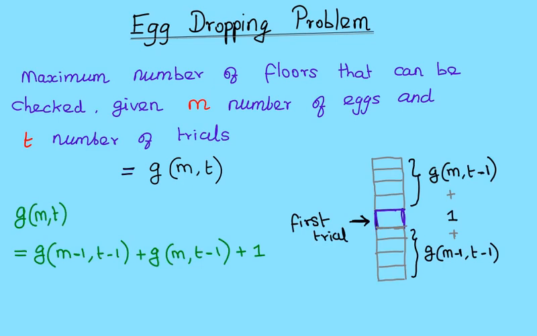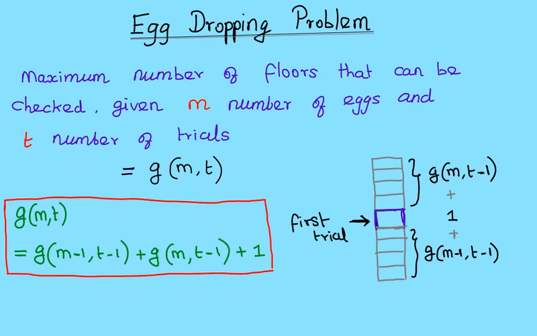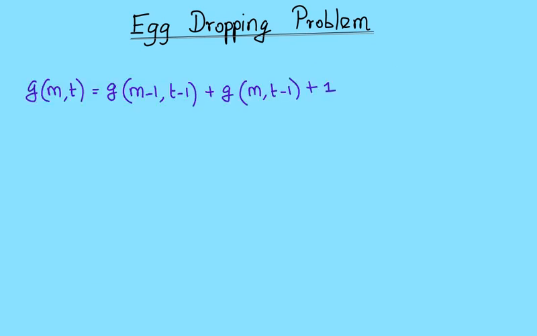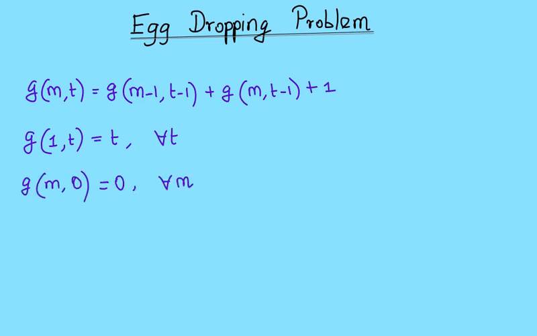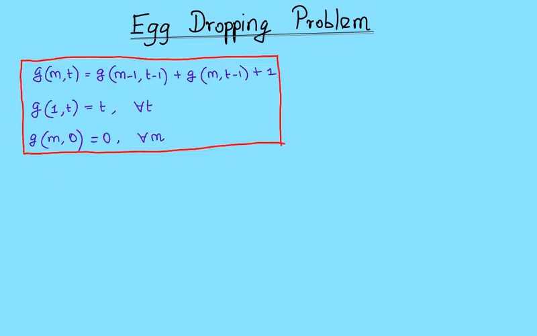Now we have a simple recurrence equation. Let us try to solve this recurrence. For the base cases, it is easy to see that g of 1 comma t is equal to t for all t, because with only one egg we have to go through all the floors linearly. So the maximum number of floors that can be checked is the same as the number of trials allowed, and obviously g of m comma 0 is equal to 0 for all m, because with no trials we can't check any floors. Now we have the complete recurrence equation.